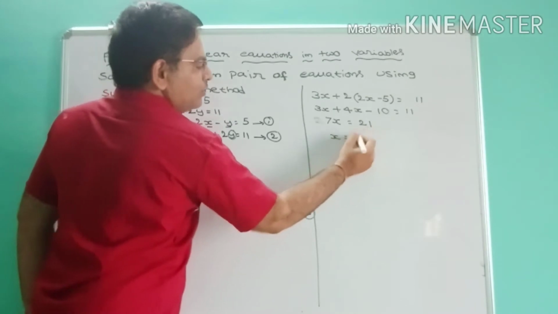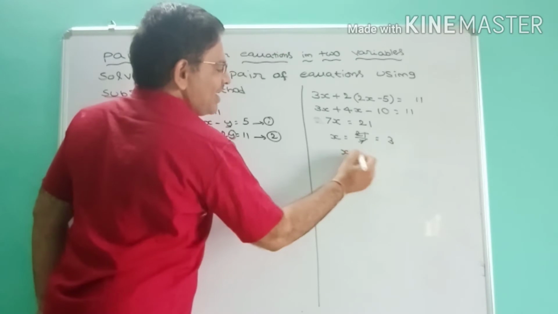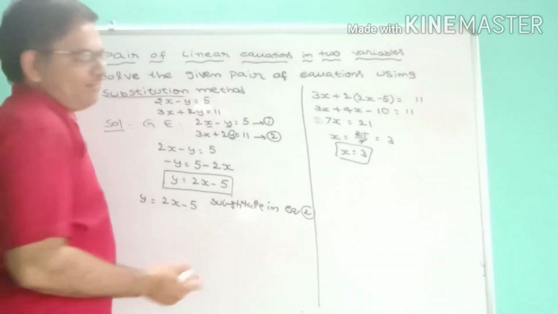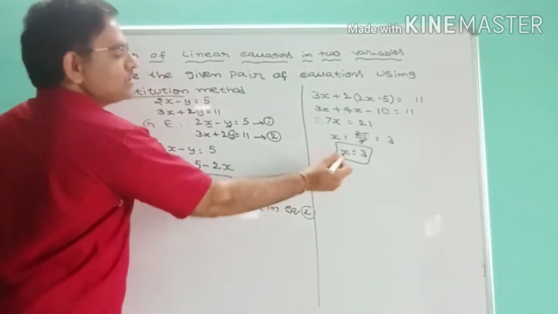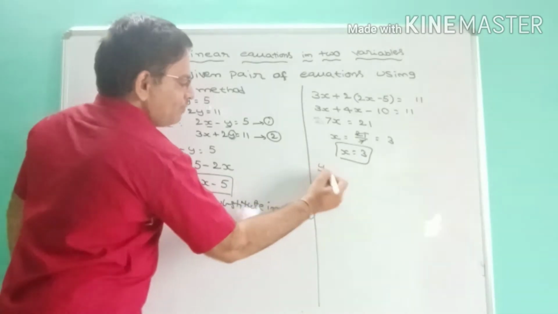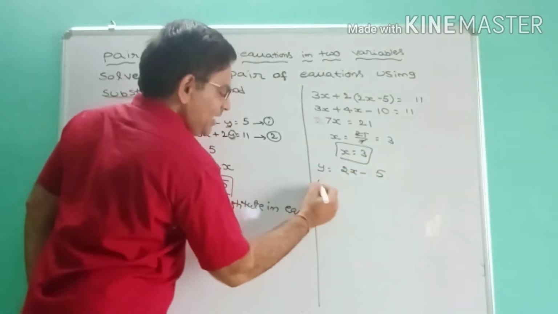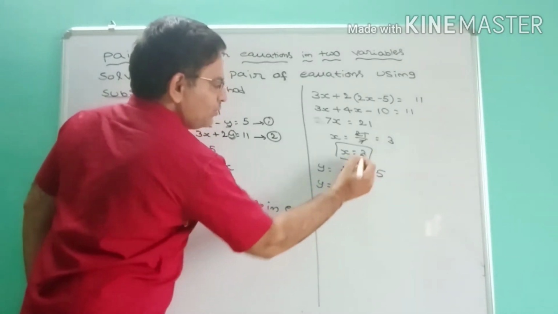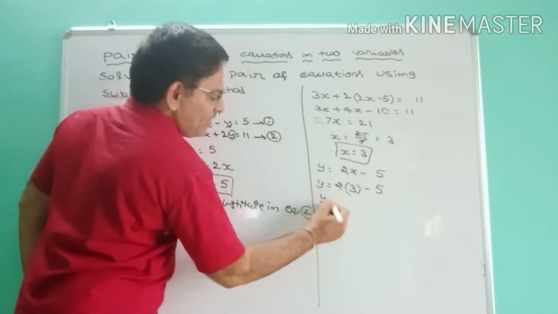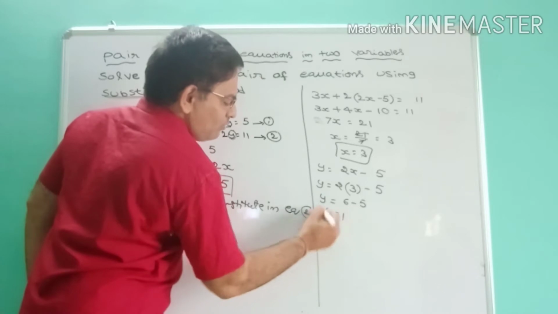x equal to 21 by 7, that equals 3. So the x value is 3. Substitute this x equal to 3 in the equation y equal to 2x minus 5. That means y equal to 2 into, in the place of x, substitute 3, minus 5. Then y equal to 2 threes are 6 minus 5. So y equal to 1.